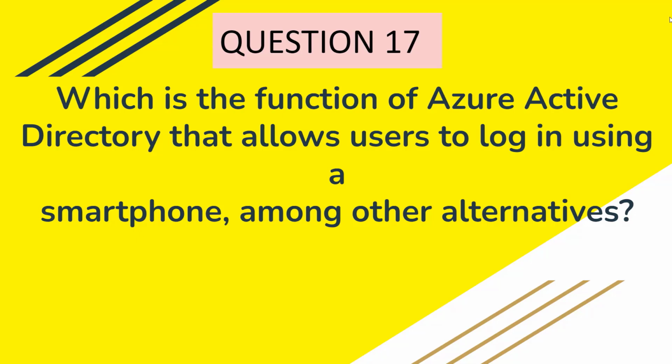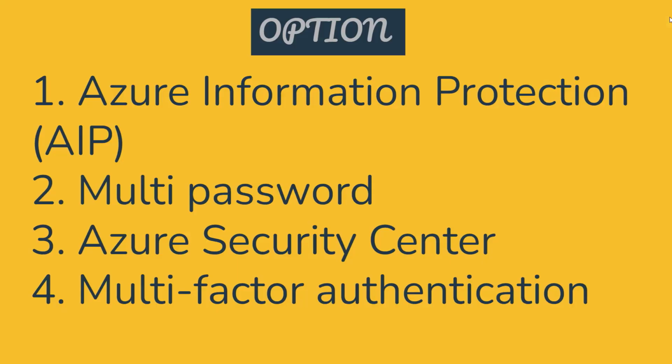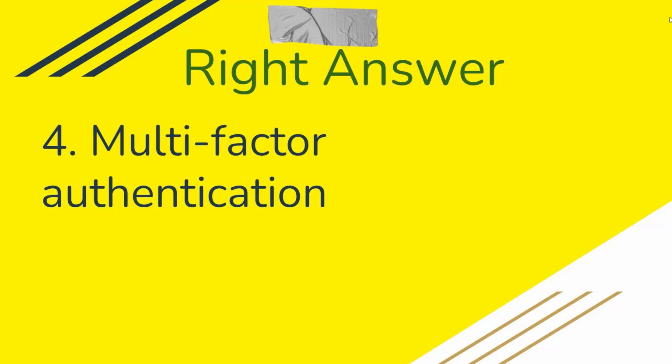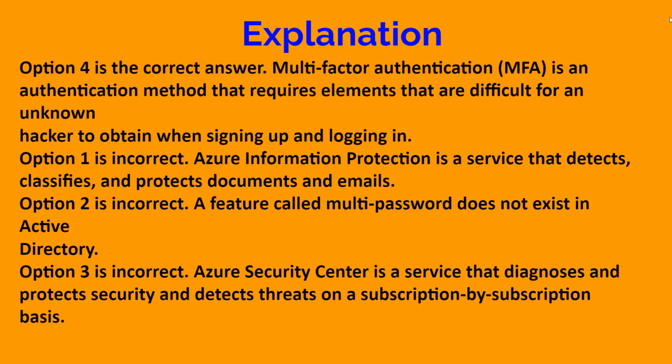Question 17. Which is the function of Azure Active Directory that allows users to log in using a smartphone, among other alternatives? Option 1. Azure Information Protection, AIP. 2. Multi-Password 3. Azure Security Center 4. Multi-Factor Authentication. Right answer is 4. Multi-Factor Authentication. Explanation. Option 4 is the correct answer. Multi-Factor Authentication, MFA, is an authentication method that requires elements that are difficult for an unknown hacker to obtain when signing up and logging in.